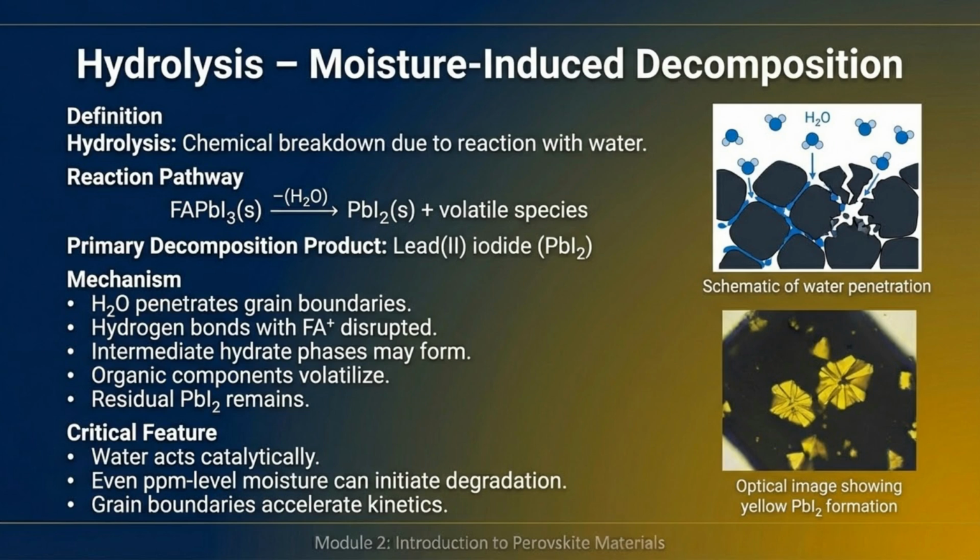From a materials science perspective, hydrolysis is fundamentally different from polymorphism. Polymorphism preserves chemical composition. Hydrolysis irreversibly destroys it. Therefore, encapsulation strategies and interface engineering become critical in practical device design.